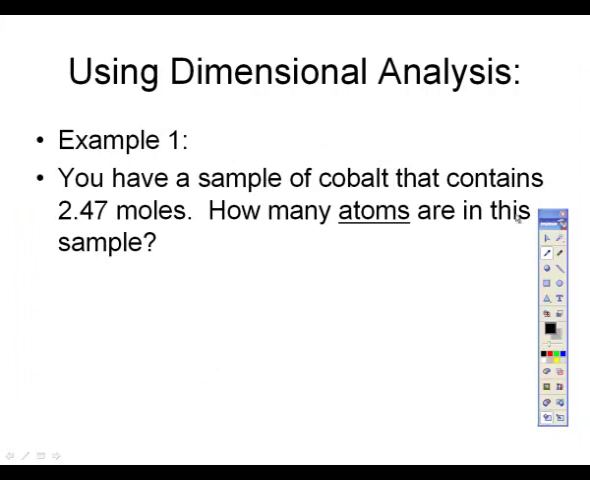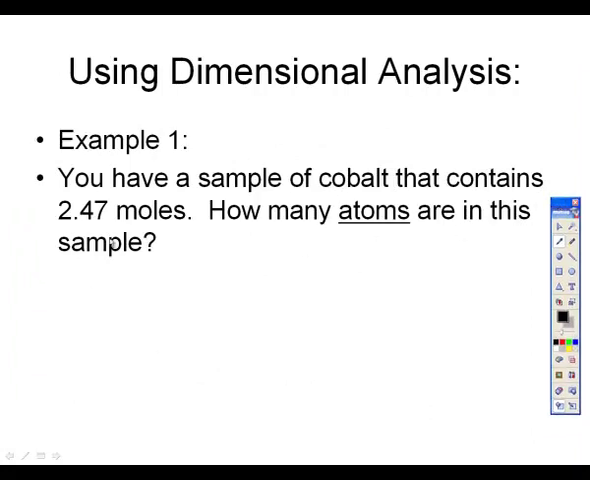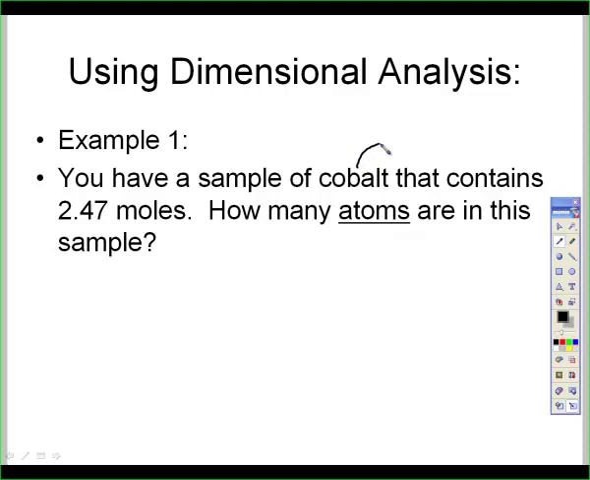Example 1. You have a sample of cobalt that contains 2.47 moles. How many atoms are in this sample? Well, let's look at this right here. Cobalt is an element, so the representative particle equals an atom. This question is asking us for atoms, so we're in good shape.